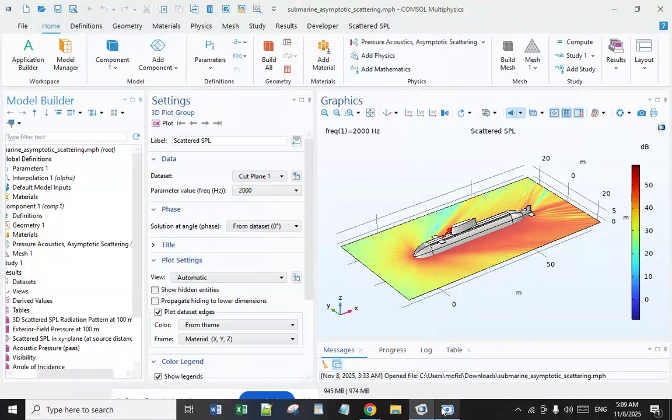And the next question, the third question, is how accurate and reliable is the high-frequency asymptotic scattering model compared to other models and other methods? The answer is, the accuracy and reliability of the high-frequency asymptotic scattering model depends on various factors such as the complexity of the submarine geometry, the frequency of the incident sound, and the level of approximation used. In certain scenarios, high-frequency asymptotic scattering can provide accurate results while being computationally more efficient than full-wave numerical simulations.